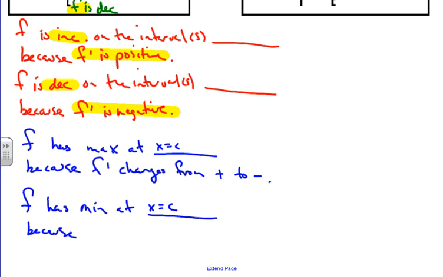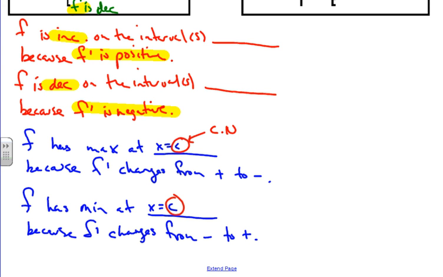Because F prime changes from negative to positive. All right. Once again, this C value right here is our critical point. So it is a critical number, a critical point that we have there.